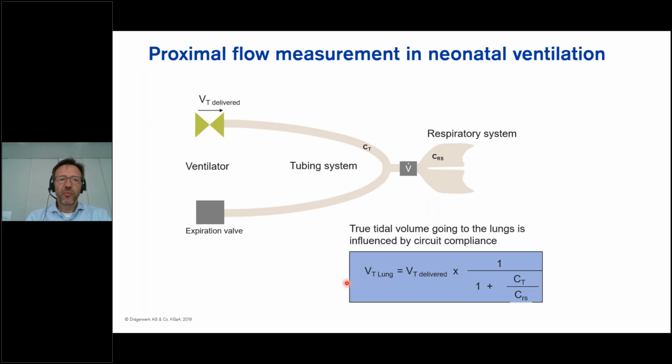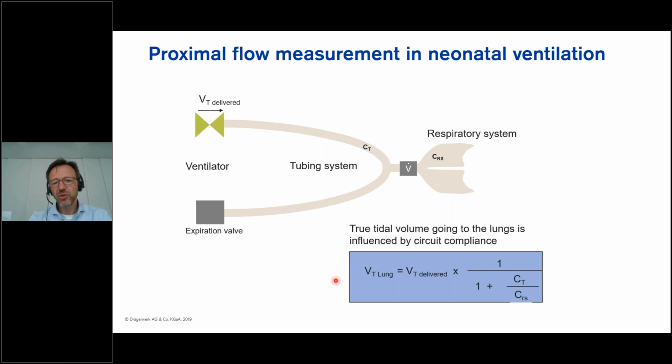Let us look for a moment at the flow measurement. So why are we using a proximal flow sensor in neonatal ventilation? The reason is simply illustrated by this diagram here. We see on the left side the ventilator with an inspiratory valve and an expiratory valve, a simplified patient circuit, and on the right side a simplified lung and respiratory system. And in between, we see the flow sensor, the proximal flow sensor.